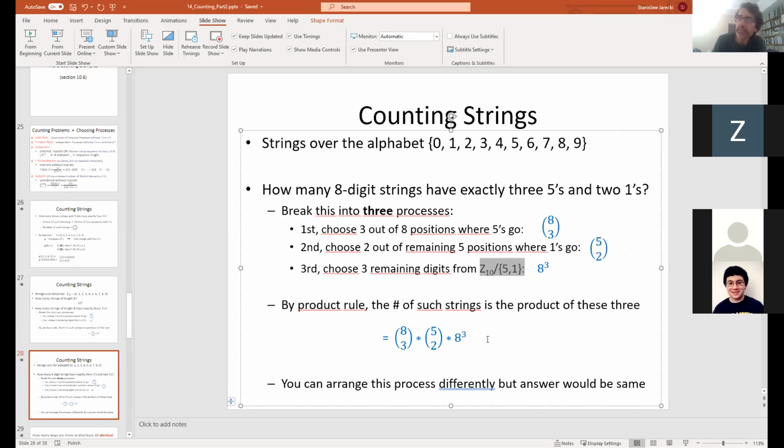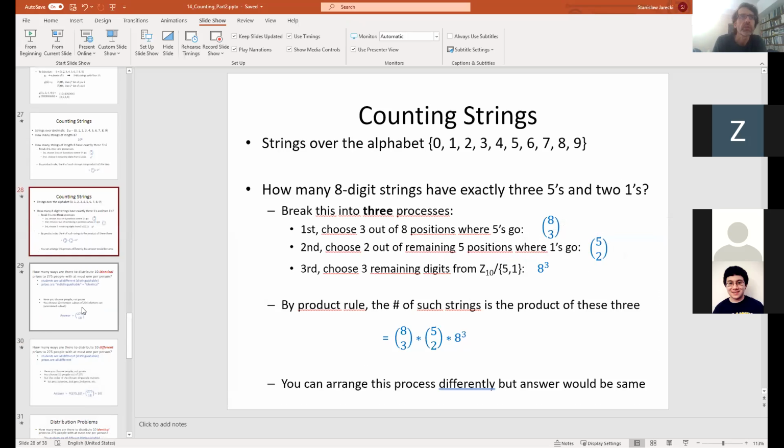So you can arrange it differently. You can, for example, first choose the 1s, or maybe first choose these. It doesn't matter. It would always be the same if you count without undercounting or overcounting. You would get the same thing.